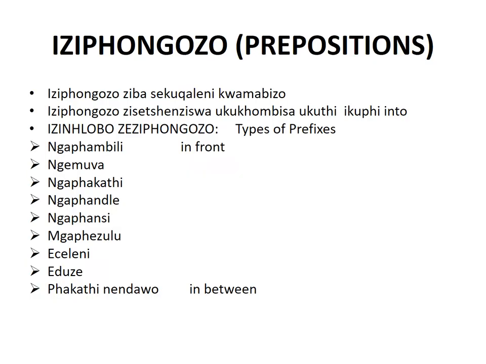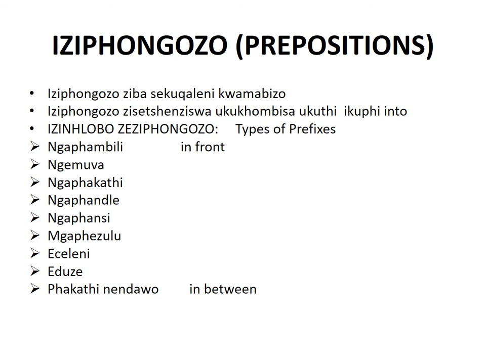Iziphongozo, these are prepositions. Iziphongozo ziba sekuqaleni kwamagama noma zisetshenziswa ngaphambi kwebizo. Iziphongozo zikhombisa ukuthi ikuphi into. They demonstrate the position of an object. Sinezinhlobo zeziphongozo. We've got types of prefixes.